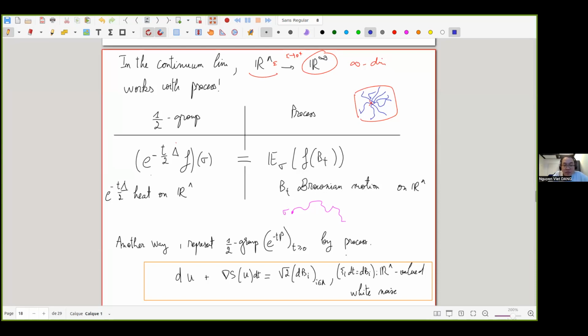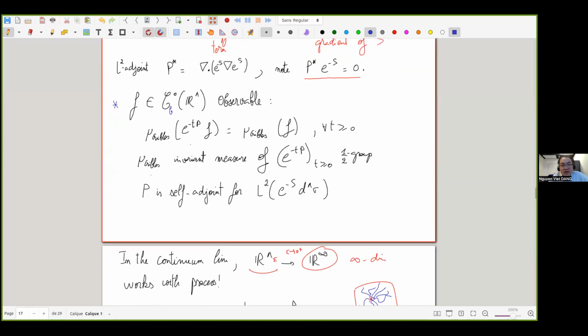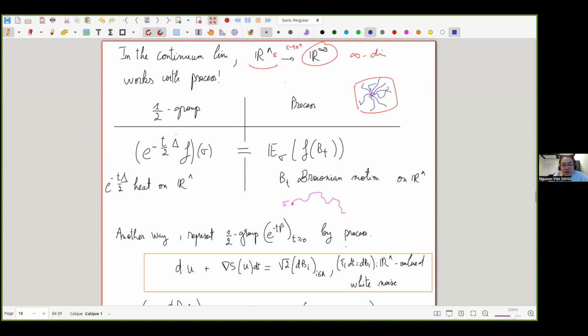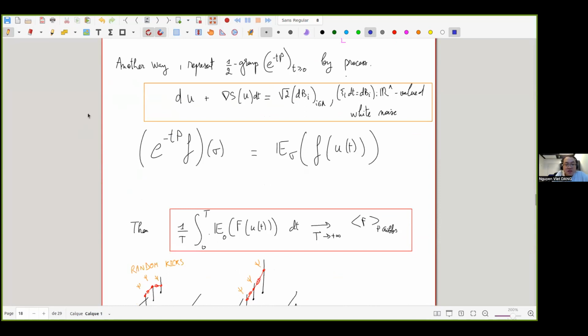So here on the right-hand side, you can say that the Brownian motion is the process that realizes your semigroup. And okay, so what you are going to ask me is, what is the process corresponding to the semigroup given by this operator, Laplacian plus the transport? So the answer is that you have to solve this stochastic differential equation, SDE: du plus gradient of S dt equals square root of 2 dB. So dB is R lambda valued white noise. So B, if you want, the B_i are independent Brownian motions indexed by lattice site, and dB_i is just independent white noise indexed by lattice site.